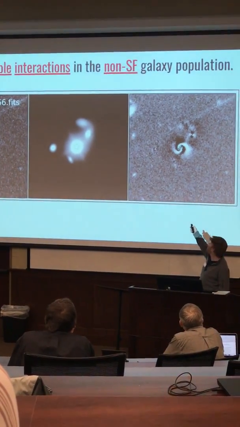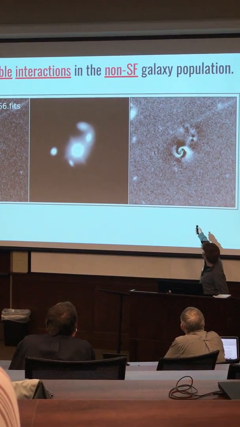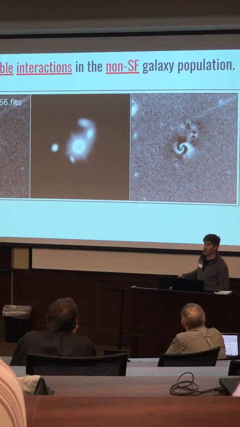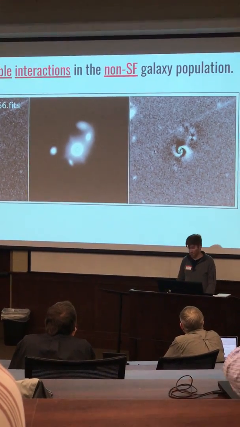This was at Z 1.9, and this looks like a grand spiral, maybe some sort of interaction going on. Again, non-star forming.